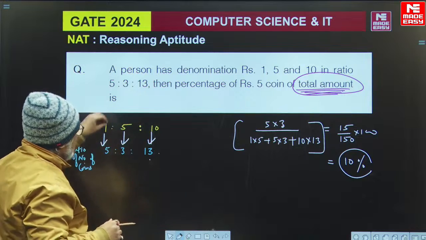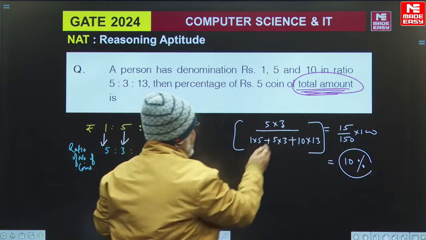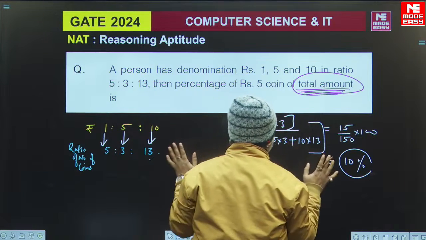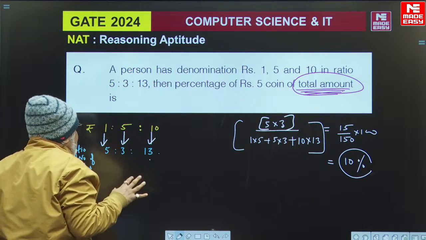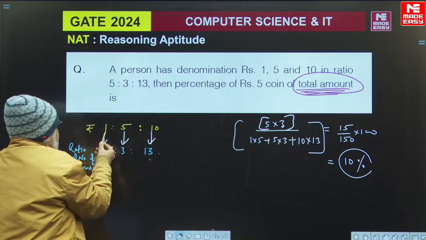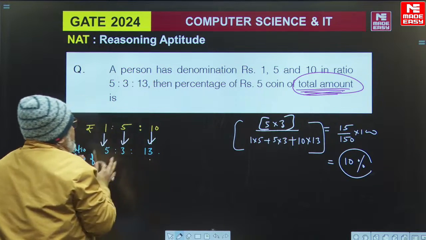What is the money contributed due to rupees 5 coins? 5 into 3x, right? 15x. No need of writing x, no need of at all writing x. 15 is the contribution made by it. Total money from all the sources combined: 1 into 5x, 15x, 10 into 13x, 130x.